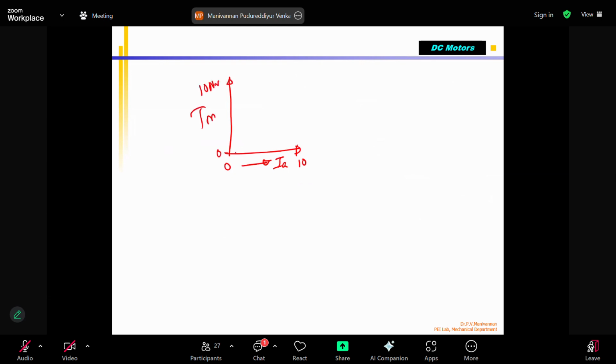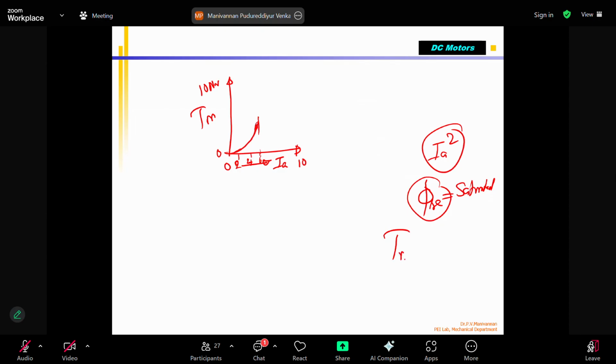Initially the torque will increase non-linearly because you have IA square. As the current goes 1 amp, 2 amps, 3 amps, the torque increases something like this, non-linearly. But at a particular current, for example 6 amps, ΦSC becomes saturated. The design is such that the core material is chosen accordingly. At this much current, the flux generated by the field coil gets saturated.